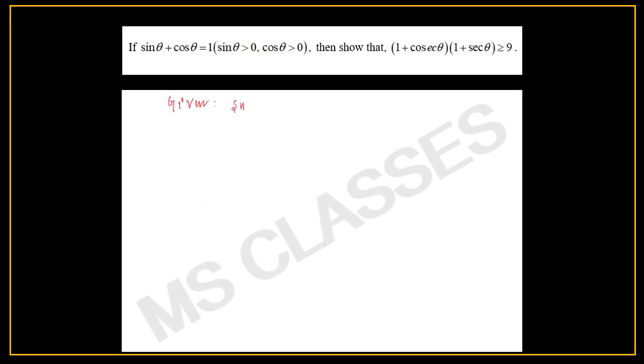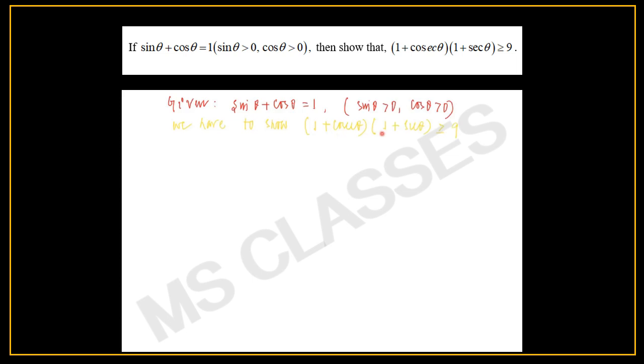Sin theta plus cos theta equal to 1. That is, the sum of the two quantities is equal to 1, and both the quantities are greater than 0. And we have to show here that 1 plus cosec theta into 1 plus sec theta is greater than or equal to 9. We have to show this.